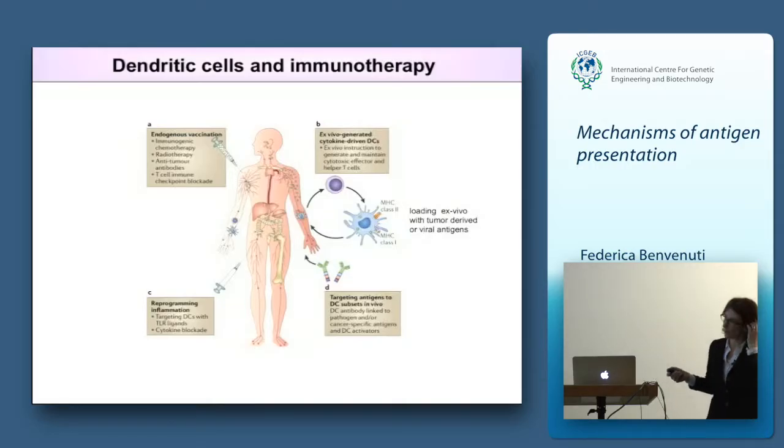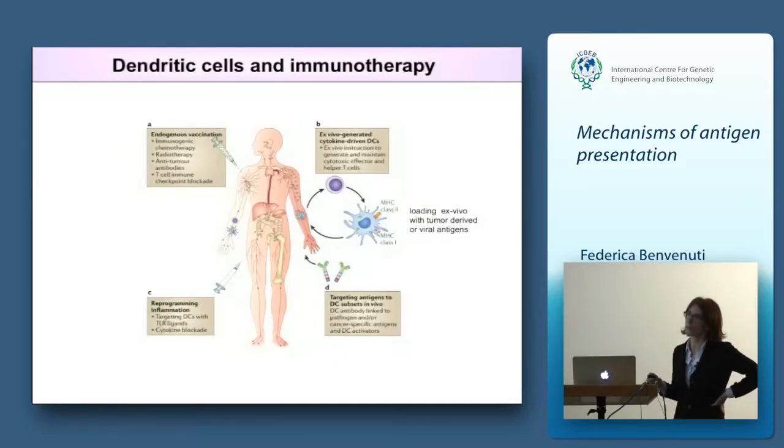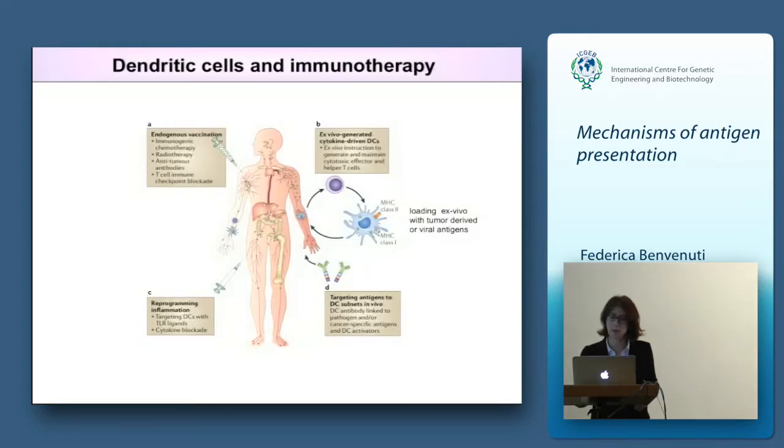A further development upon this method is the possibility to target directly dendritic cells in vivo by using antibodies that are targeted to endocytic receptors expressed on dendritic cells fused with tumor antigens. Or still, this is probably the newest aspect of this research, is trying to reprogram the microenvironment and dendritic cells towards cancer destruction instead of tolerization.